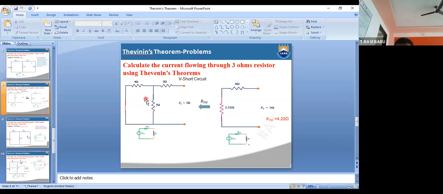So 4 into 5 by 4 plus 5, that value will be 2.2 ohms. Again, this one is going to be in series with the 2 ohms resistor. So RTH will be coming to 4.22. Okay, 4.22.